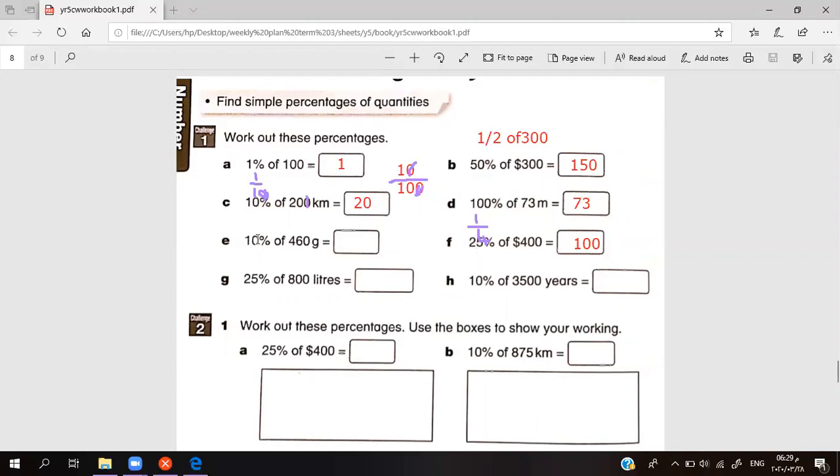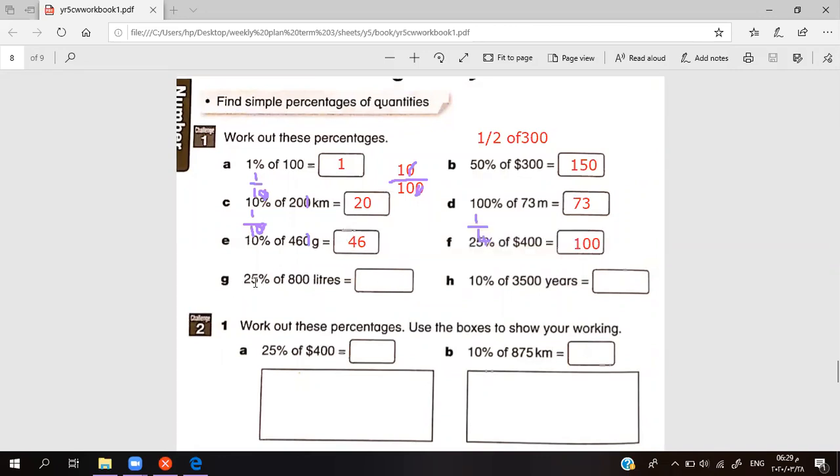Okay, as we said, E is 1 over 10. 10% means 1 over 10. So what do I do? 460 divided by 10, the 0 will go with the 0, so my answer will be 46.